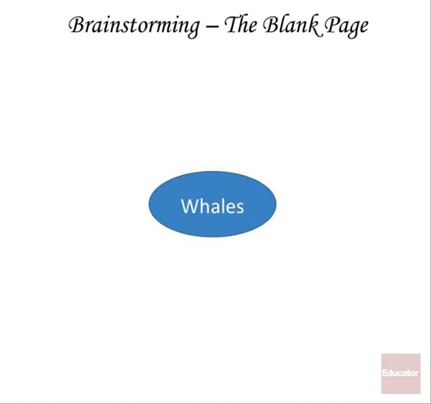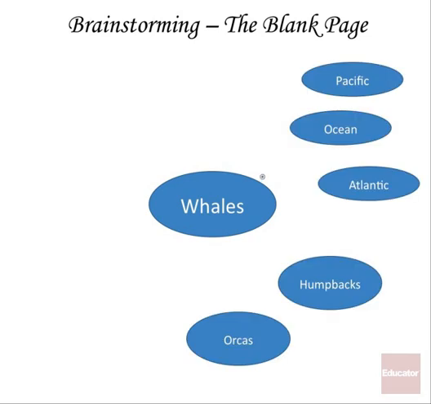Let's do a much cleaner example. The first thing I've thought about and brainstormed was whales. I got whales right here. Well, let's think about whales for a bit. What kinds of things are going to come up when I think about whales? Well, whales live in the ocean. And what kinds of oceans are there? Well, we got the Pacific and we got the Atlantic Ocean. What kinds of whales are there? Well, there's a humpback whale, there's an orca, and we can keep expanding.